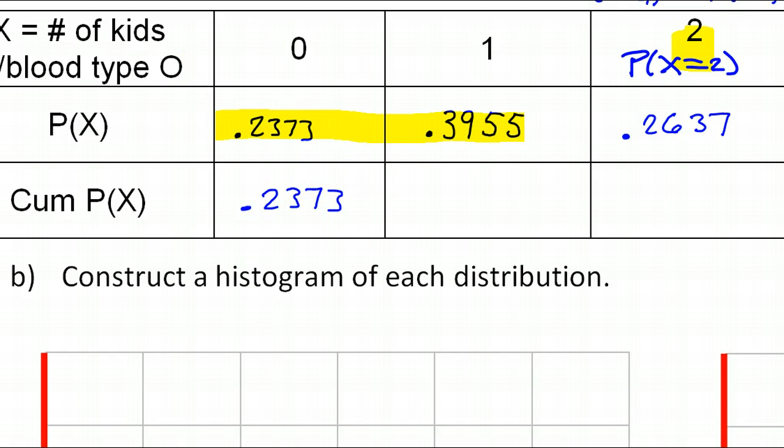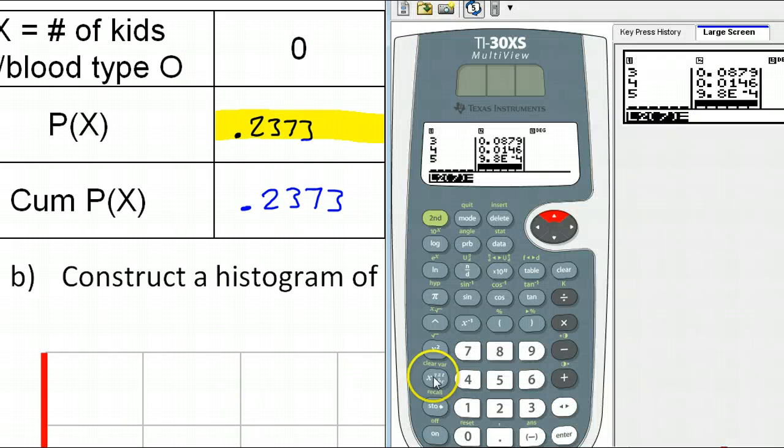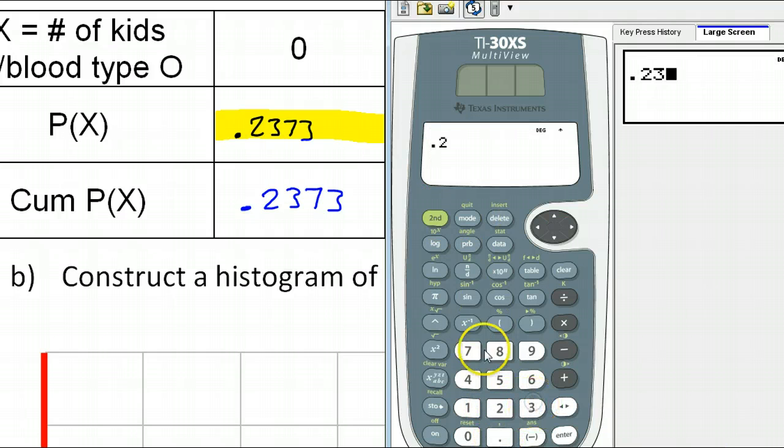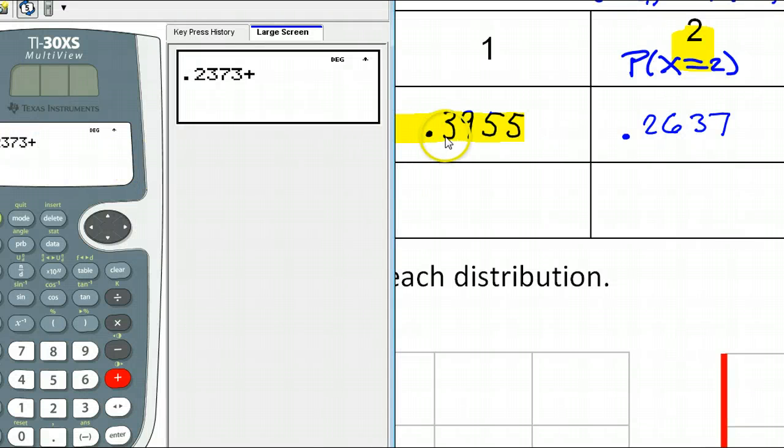Now, when we get to probability number 1, the cumulative probability will be the sum of both of these. Okay, so I'm just going to add those up. So that's going to be 0.2373 plus 0.3955. And that is 0.6328.